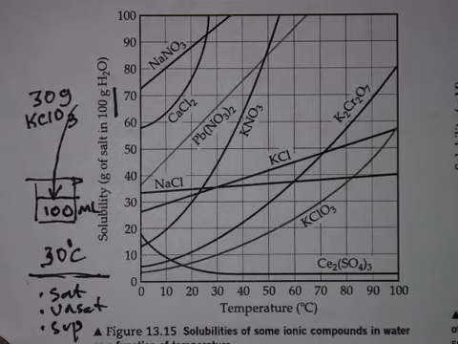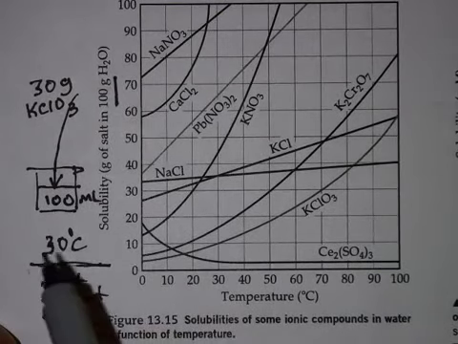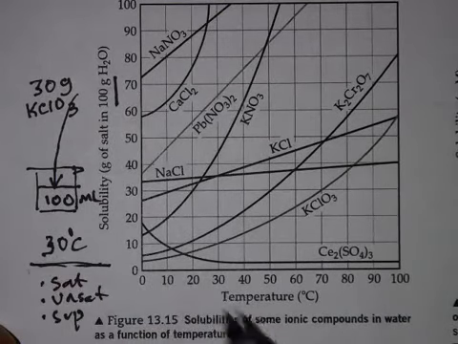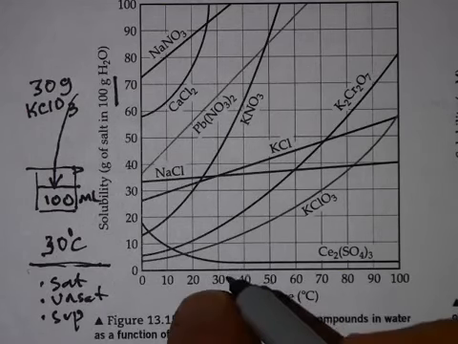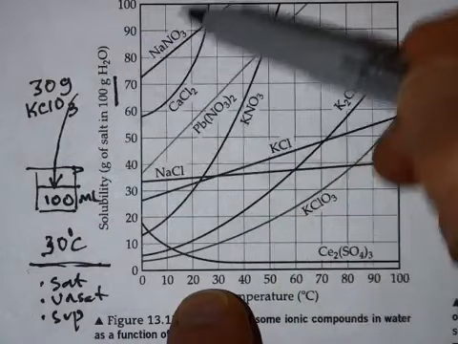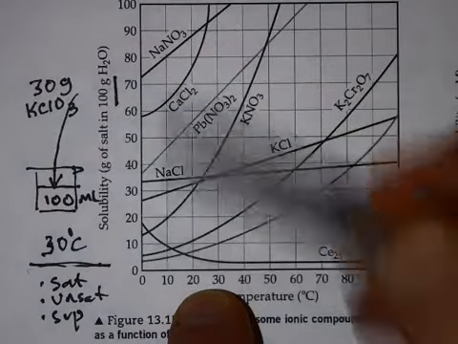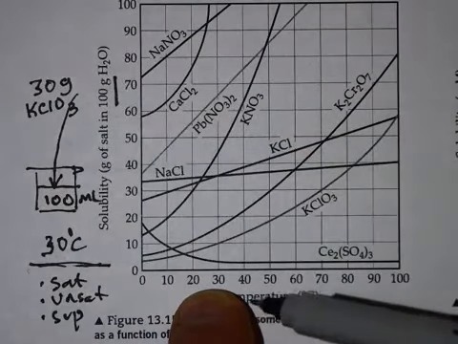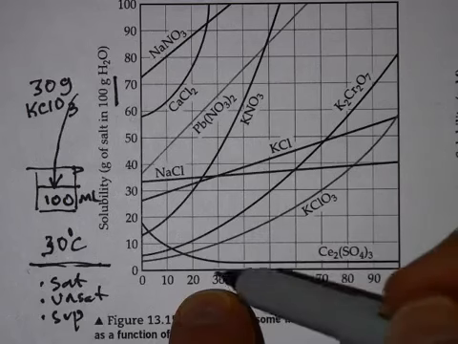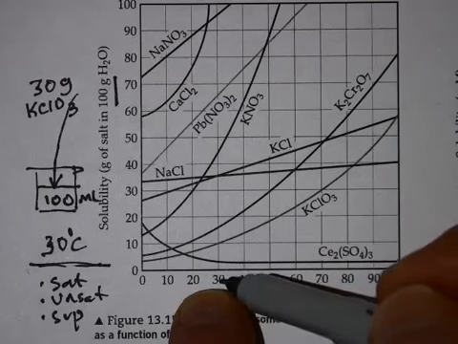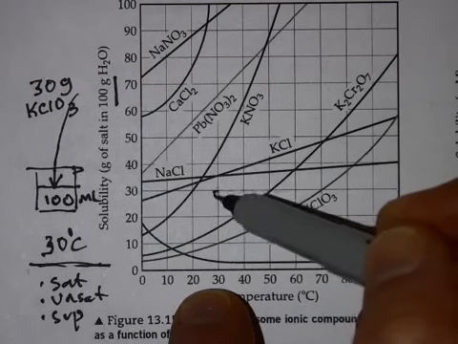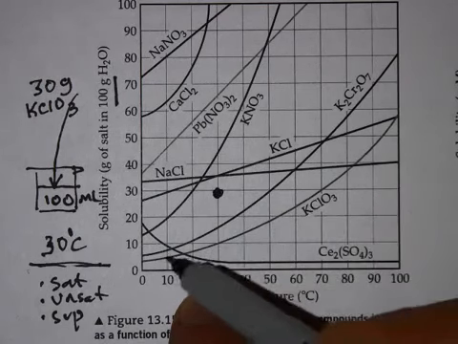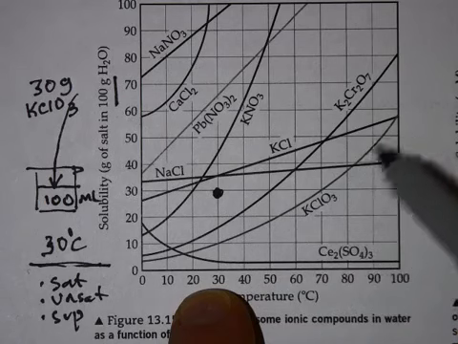Well, let's read on the graph and see if we can figure it out. It says it's at 30 degrees, so look at the temperature right here. Here's 30 degrees, okay? And it says that I have 100 grams of water, so it's okay to be on this scale right here. And I'm going to dissolve 30 grams of KClO3, so follow this up until I get to 30 grams. I'd be right here. Am I at the solubility line of KClO3?